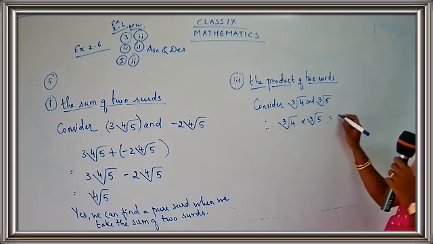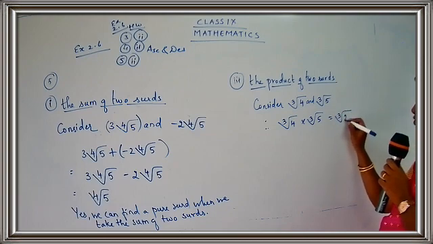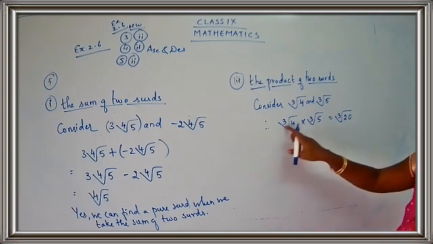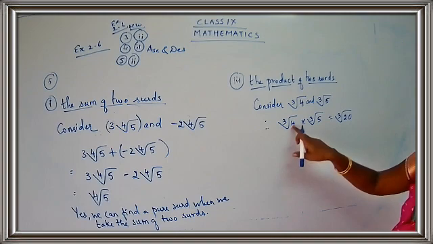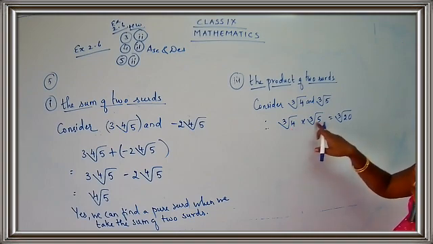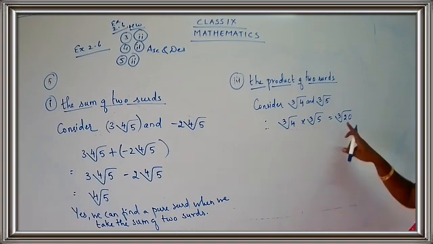So this will be cube root of 20. Do not multiply the index, children. You have to just multiply the radicand part. It is 4 into 5. So what is 4 into 5? It's 20.